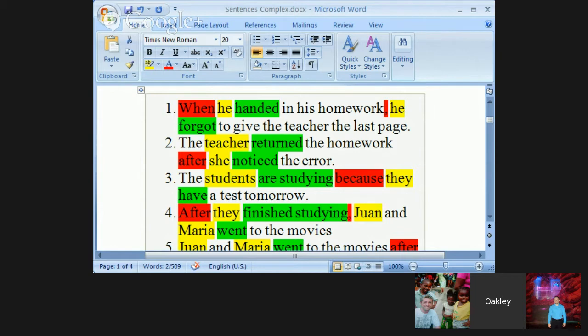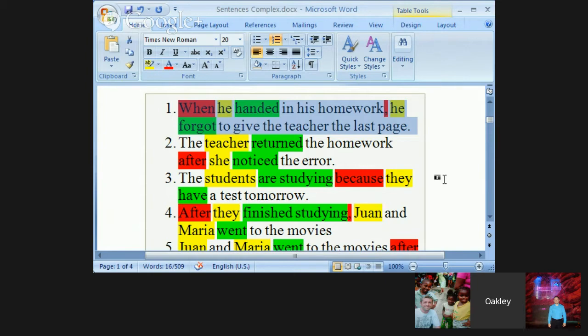Thanks for asking. Okay, let's get started looking at some examples. Alexei, can you read sentence number 1 here for me, please? When he handed in his homework, he forgot to give the teacher the last page.